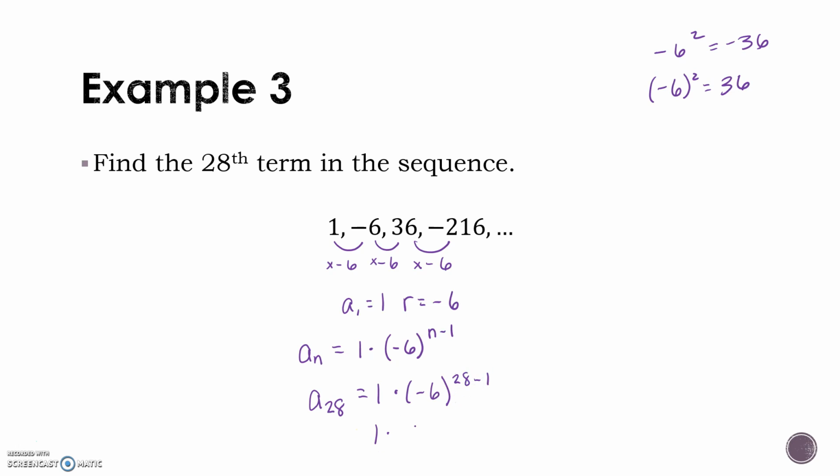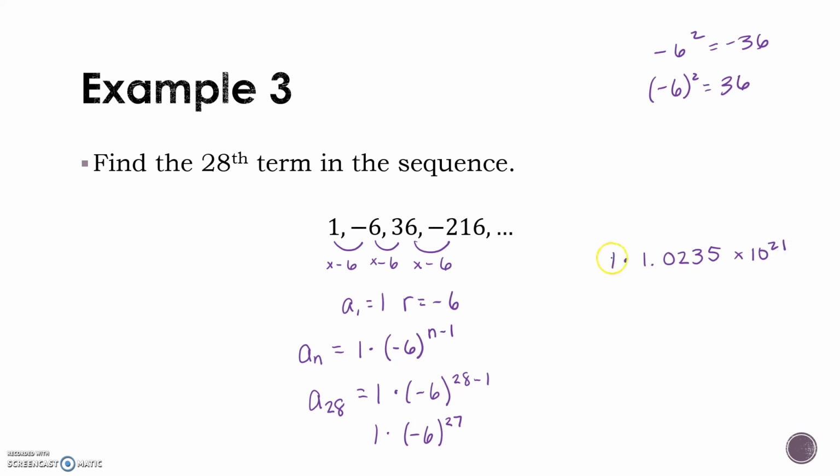Let's see if my calculator can even handle this. We're going to get -6 to the 27th. Yeah, my calculator doesn't even like this. So yours probably is going to do the same thing where it's going to give you that E, but we're going to get 1.0235 times 10 to the 21st power.